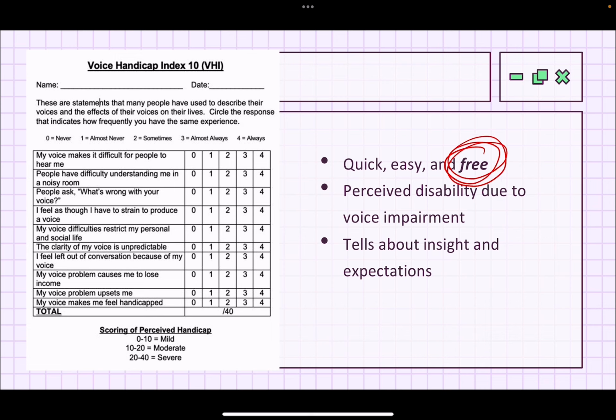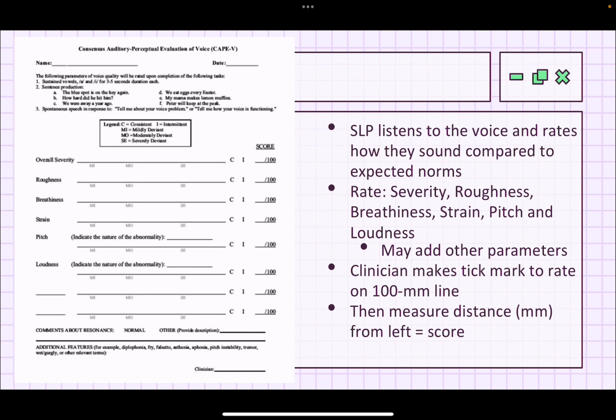So here is what is awesome. Notice the self-perception of your voice. This might be too small on your screen, so do take some time to pause and zoom in to make sure that you can see this. But this is going to give us insight into the expectations of the particular patient. So we want to know, how are they feeling? What do they feel is going on? And how can we help moving forward?